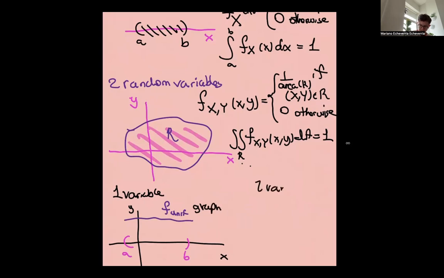And for two variables, now you need a third axis. So you have the region R here, and sitting precisely on top of it, like some floating disk of height equal to one over the area. The graph literally looks like a copy of the region R, but lifted by a height equal to the inverse of the area. So that's how the graph looks.